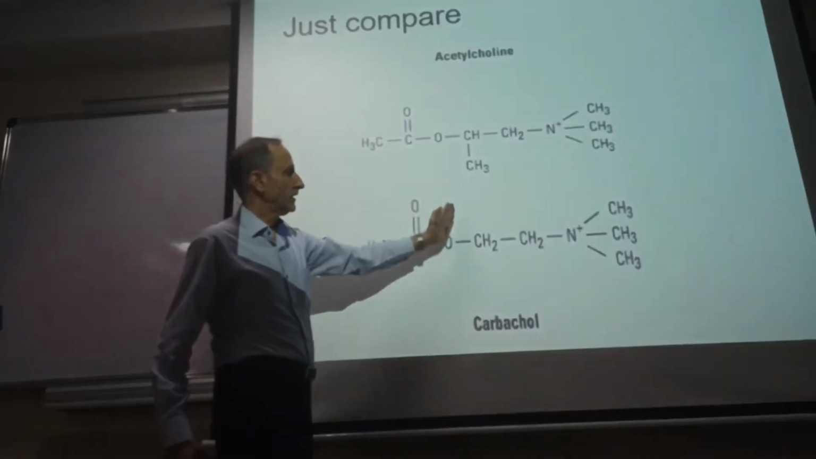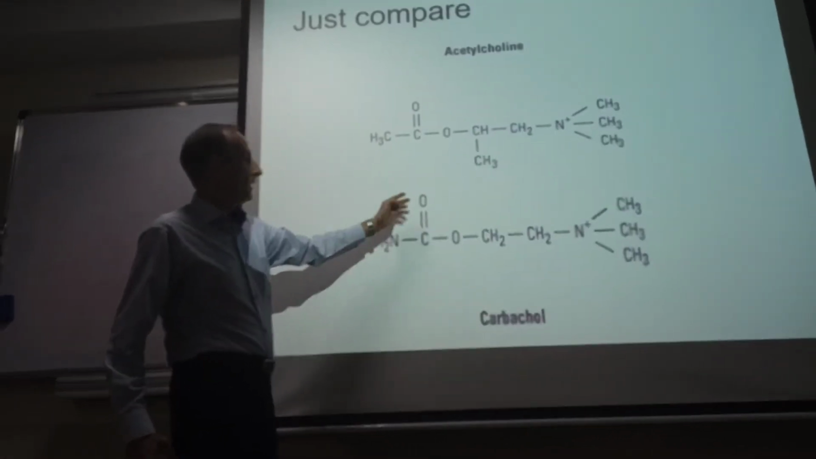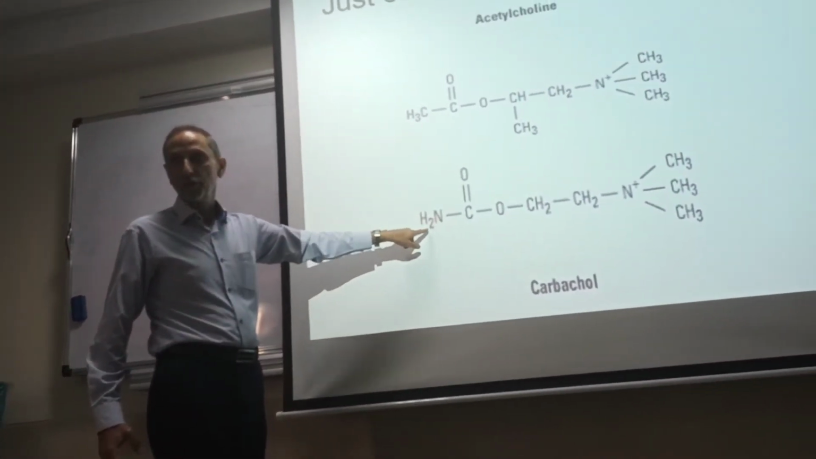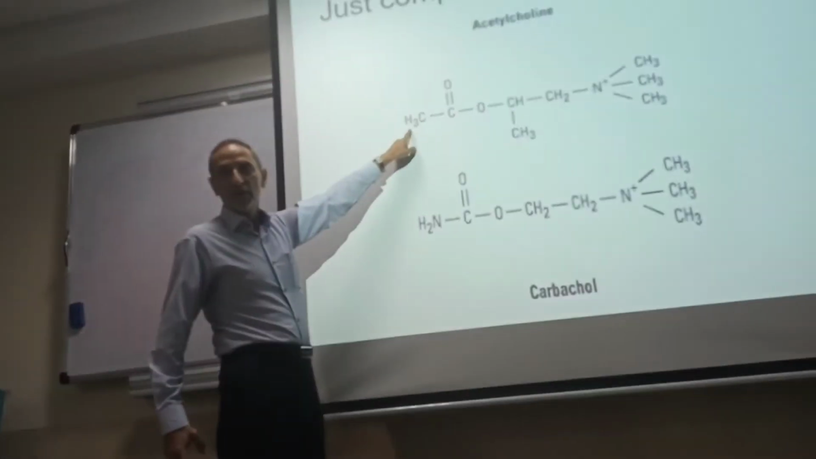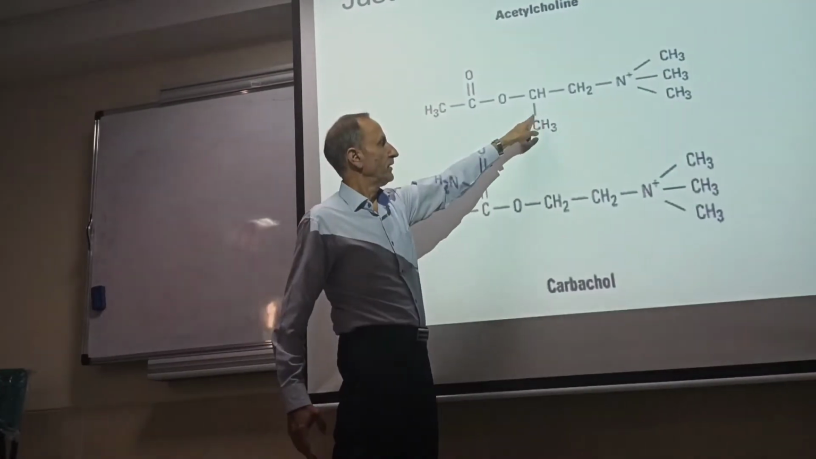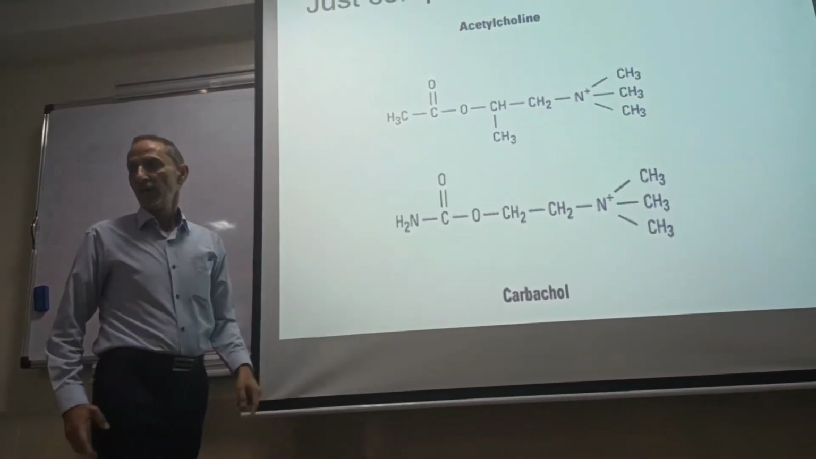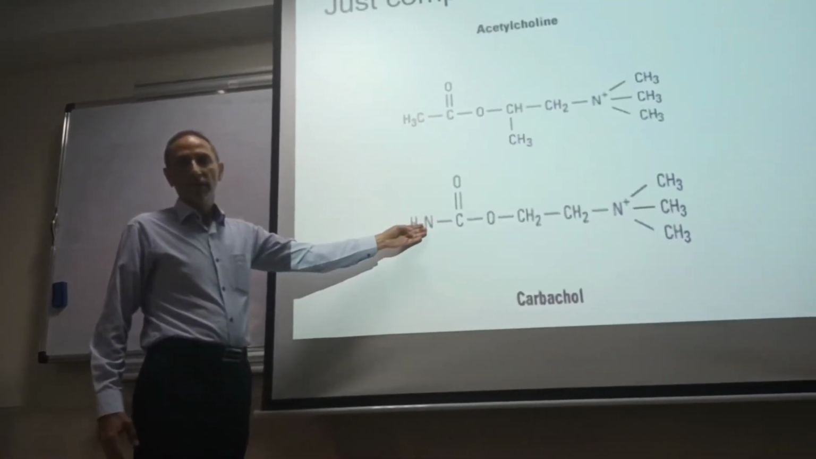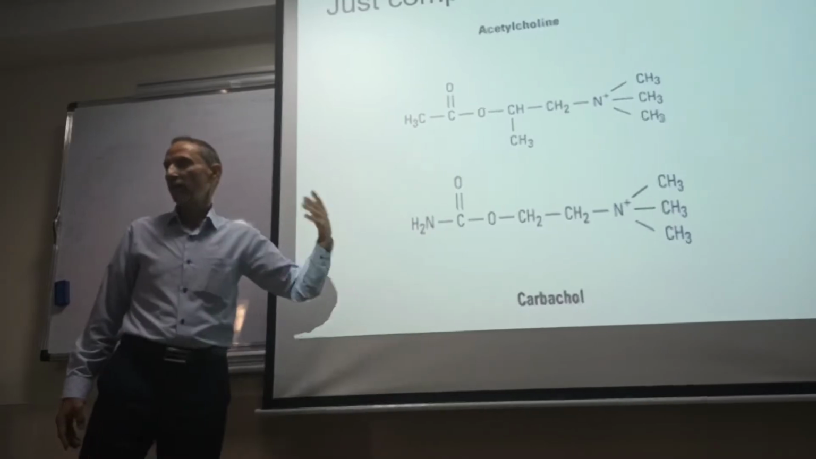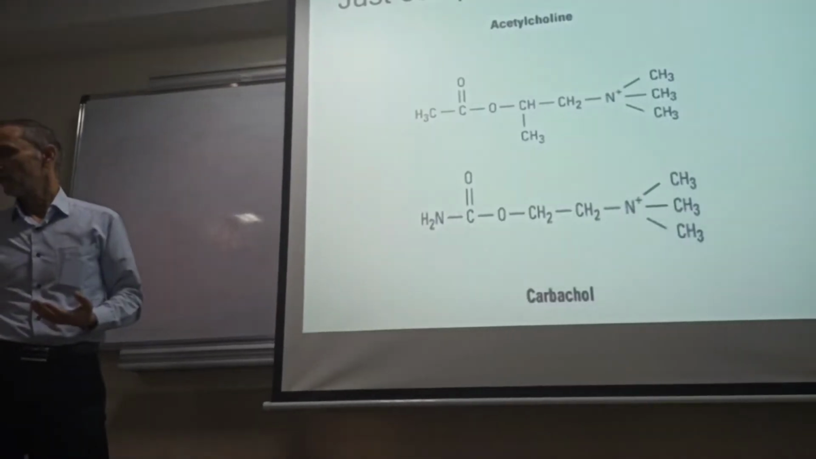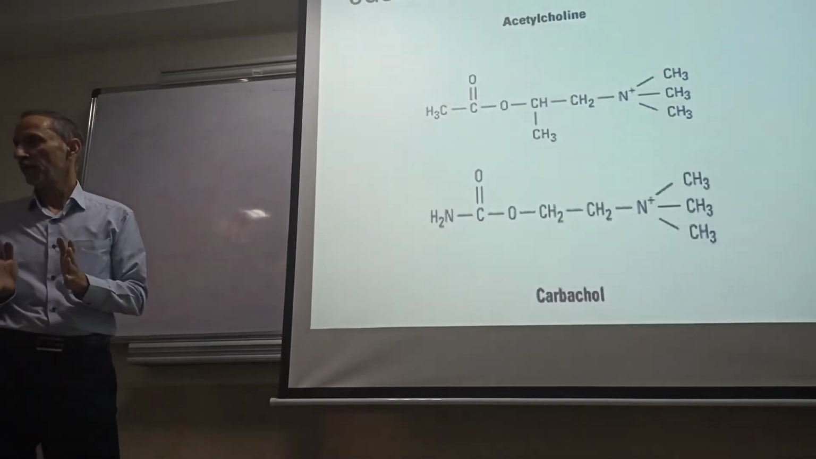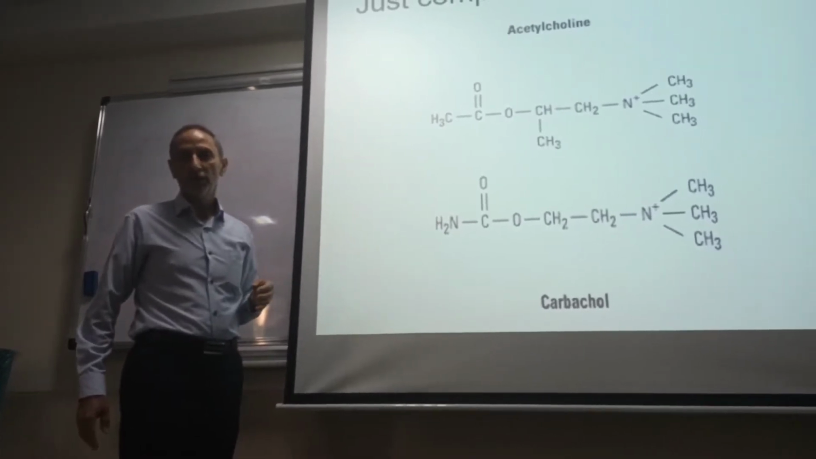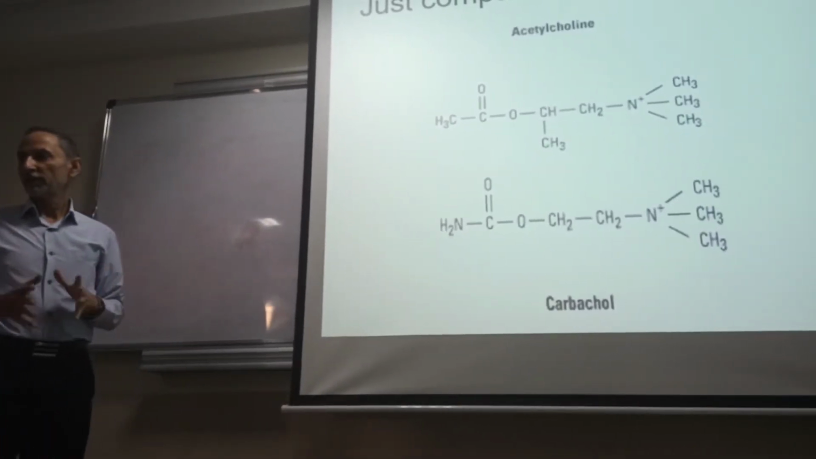You can compare these structures. We have some differences. Here you see NH2, and here we have a methyl group. And we also have a methyl group here, which is not seen in carbachol. When carbachol enters the body, it finds acetylcholine receptors and binds with them. Is carbachol the same as acetylcholine? No. There are some differences again.